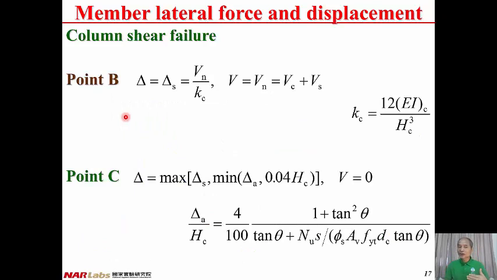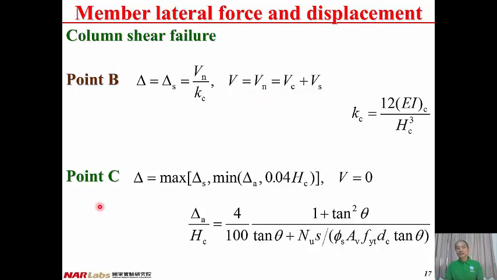Okay, point A is the origin, and point B, delta equal to delta Fs. Delta equal to delta S equal to Vn divided by Kc, and Vn equal to Vc plus Vs, and Kc equal to 12 EIc divided by Hc cubic, and Kc has been mentioned previously, and V equal to Vn equal to Vc plus Vs.